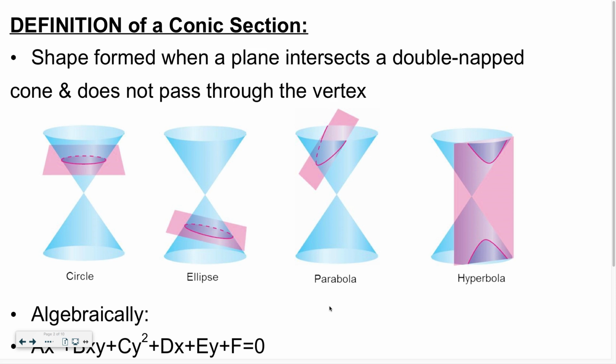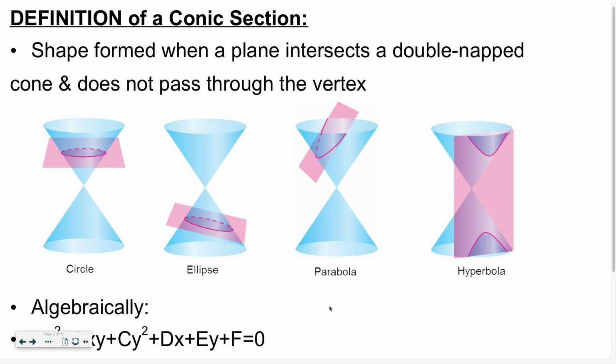So our definition here, because you guys are kind of freaking out about what is a conic section. Whether you write this down or not is up to you, but the formal definition of a conic section is a shape formed when a plane intersects a double-naped cone and does not pass through the vertex. So we have circle, ellipse, parabola, and hyperbola.